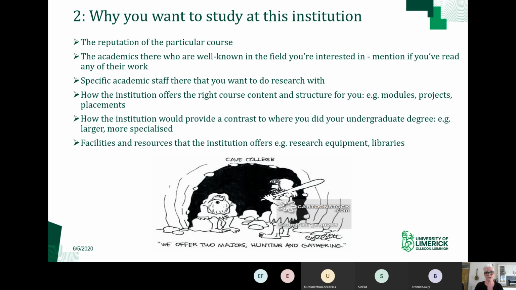Again, why this particular institution, the right course content and structure. Some may offer placements, some may not, some may offer specific modules that you might be interested in. How the specific institution will provide a contrast to where you did your undergraduate degree. Obviously, I'm assuming that some of you here, if you're studying UL, you'll also be applying to UL, so that's not going to apply there. But again, just what is it about this institution? UL, for example, the library, it's a state-of-the-art library, so you might want to mention that. Again, it could be particular academics. So why this course? Why this college?